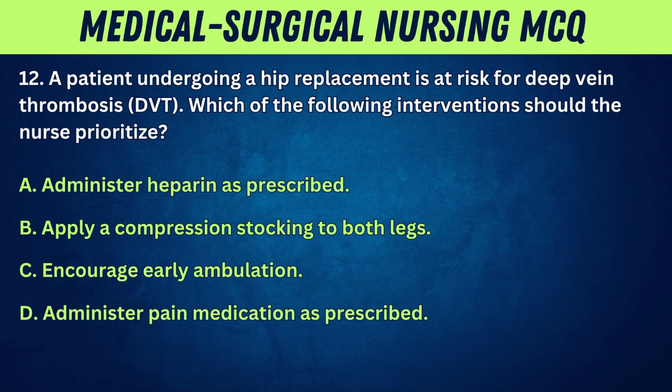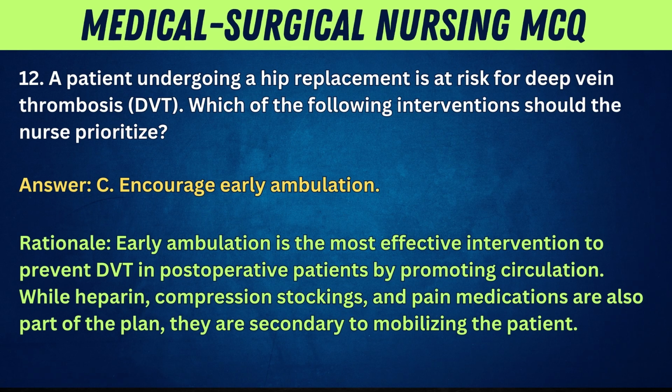12. A patient undergoing a hip replacement is at risk for deep vein thrombosis, DVT. Which of the following interventions should the nurse prioritize? A. Administer heparin as prescribed. B. Apply a compression stocking to both legs. C. Encourage early ambulation. D. Administer pain medication as prescribed. Answer: C. Encourage early ambulation.